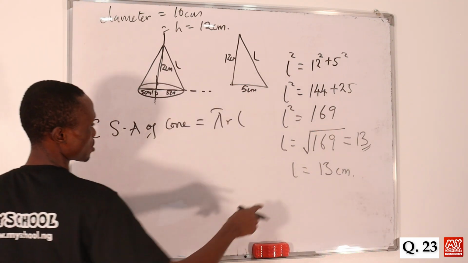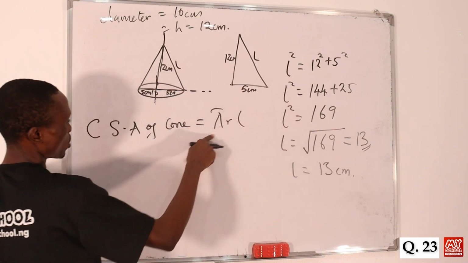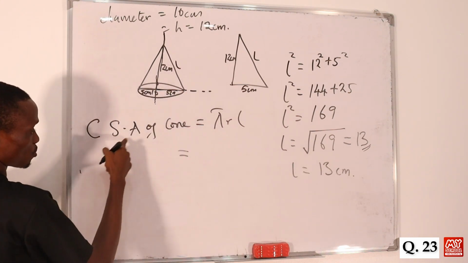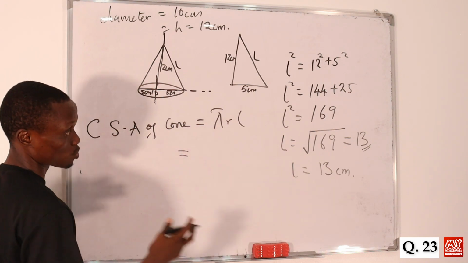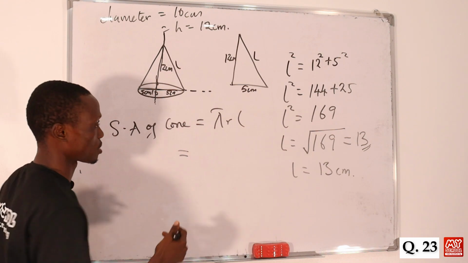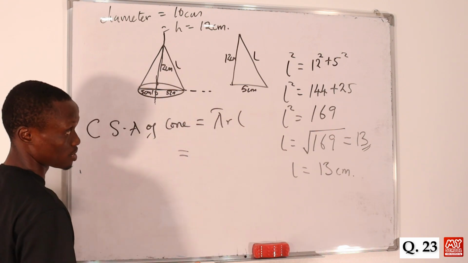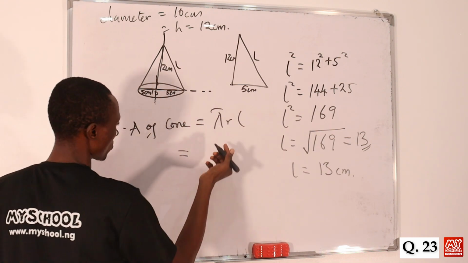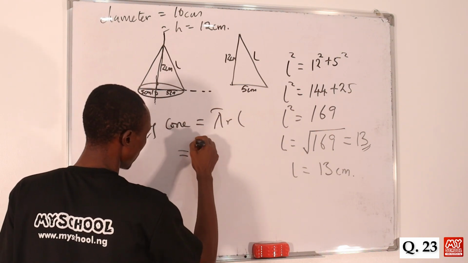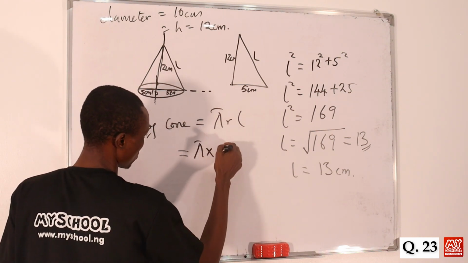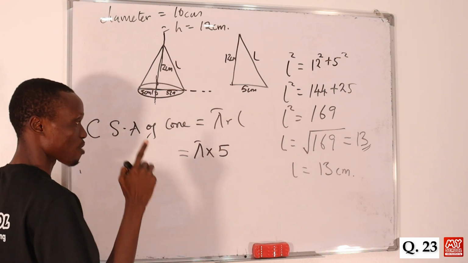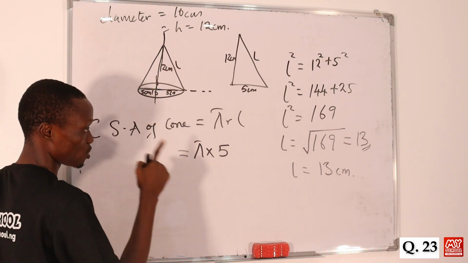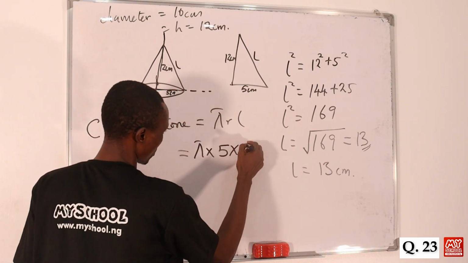So now that I've gotten 13 centimeters, we can calculate the curved surface area of the cone. We are not asked to take pi for any value. From the options, you can see that the curved surface area is calculated in terms of pi. So we just fix in our values. So pi, then times the radius, which is 5 and not 10. 10 is the diameter, and half of 10 gives us the radius, which is 5, then times 13.